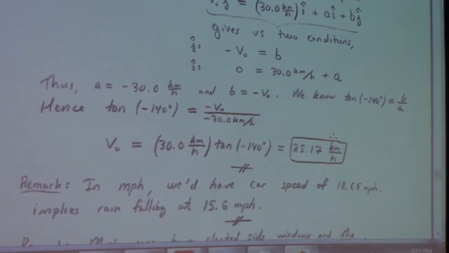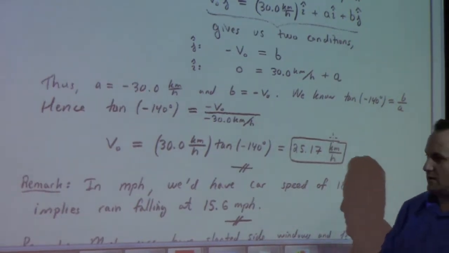Implies rain falling at 115.6 miles per hour. I don't know what are good, realistic speeds for rainfall, honestly. Yeah. You said the negative 140 is coming from 50 off the vertical minus 180. But isn't that negative 130? Oh, have I done it wrong?